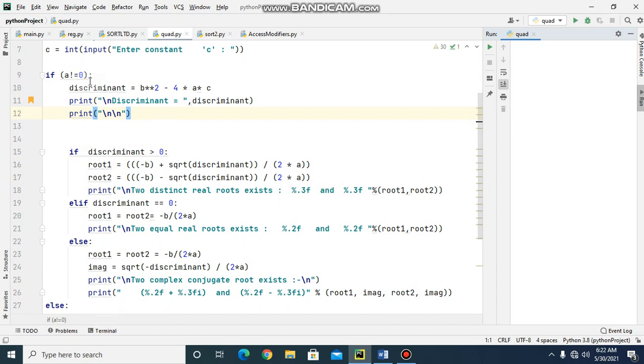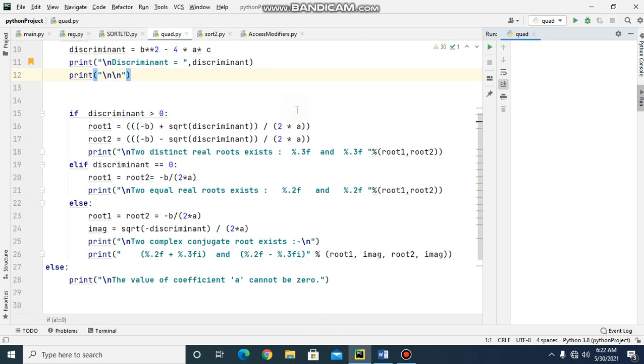So if a not equal to 0, it will calculate the discriminant, that is b square minus 4 into a into c. The value will be stored in this variable discriminant and it will be printed. Then after that, I am checking whether that value of discriminant is greater than 0. If it is greater than 0, then it will execute this block.